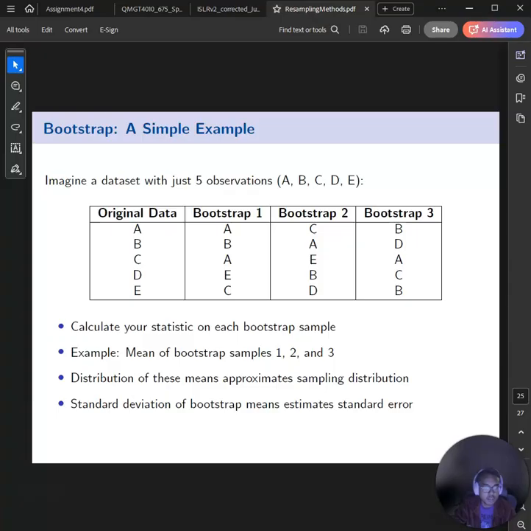The distribution of these means across many bootstrap samples approximates the sampling distribution of the mean. The standard deviation estimates the standard error of our original sample mean. This gives us a way to quantify uncertainty without making assumptions about the underlying distribution of our data. It is an incredibly powerful and versatile technique that works for almost any statistic and not just means.